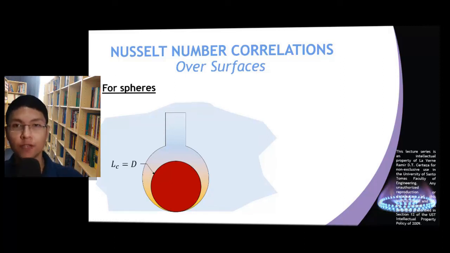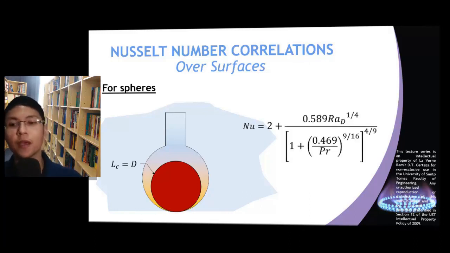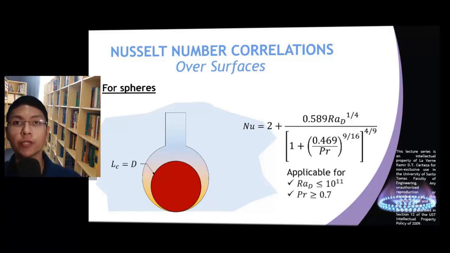For flows over spheres, we use this Nusselt number correlation. Kindly note that this is applicable only for the following ranges of the Rayleigh number and the Prandtl number. In the next video, we will present the correlations to compute for the Nusselt number for flows within parallel plate channels.